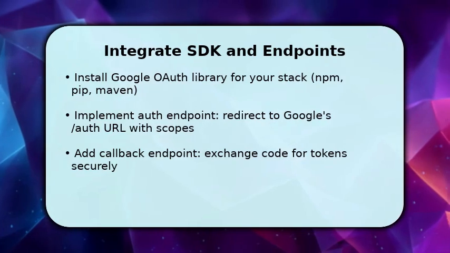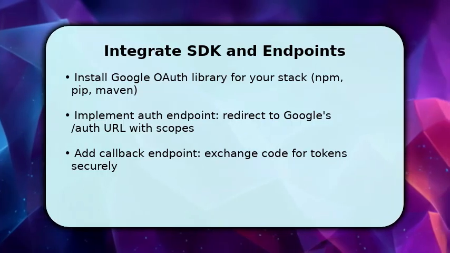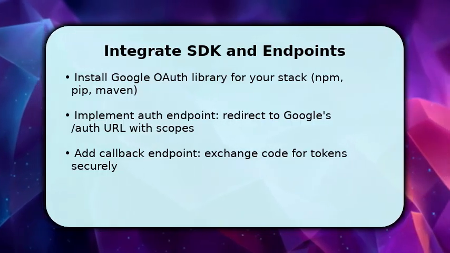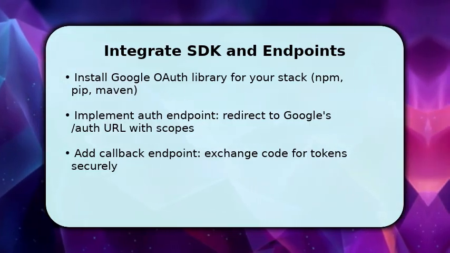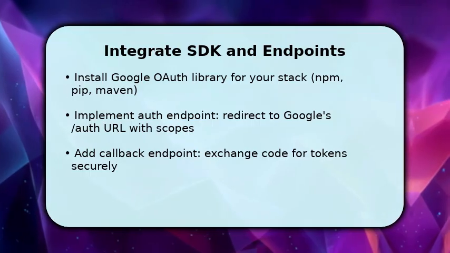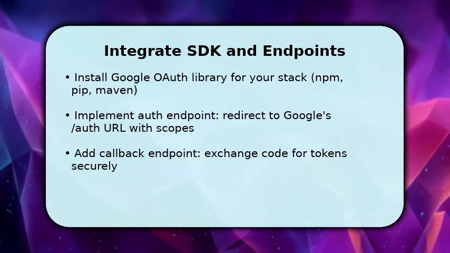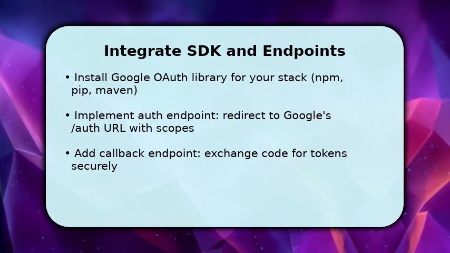You now wire the client into your application by installing the official Google OAuth library for your platform, which simplifies token flows. Implement an auth route that redirects users to Google's authorization URL, including required scopes. This starts the grant flow.